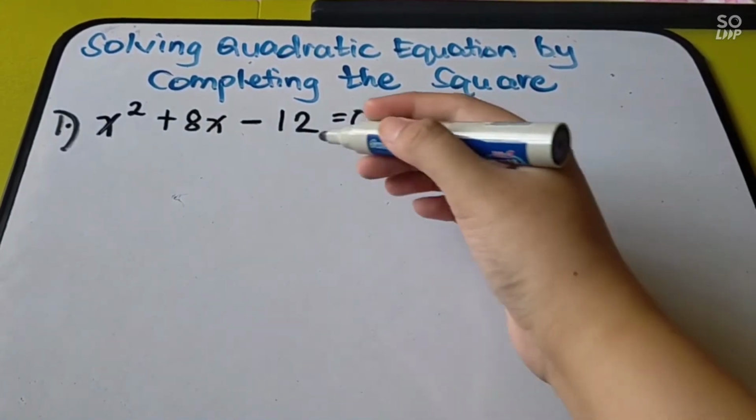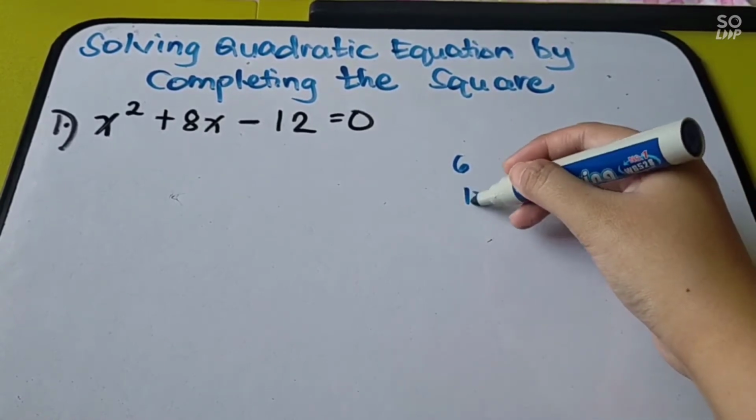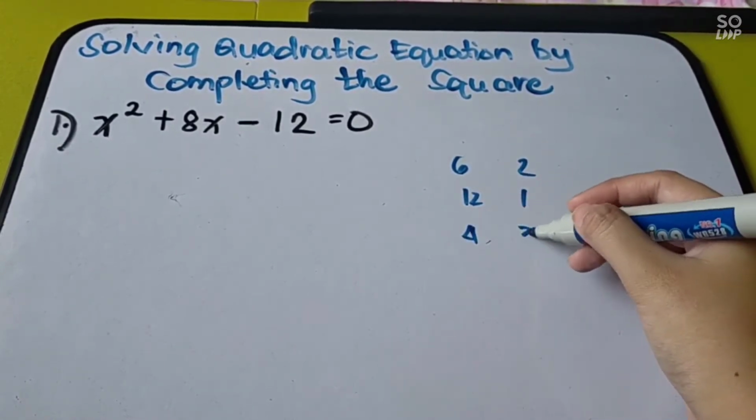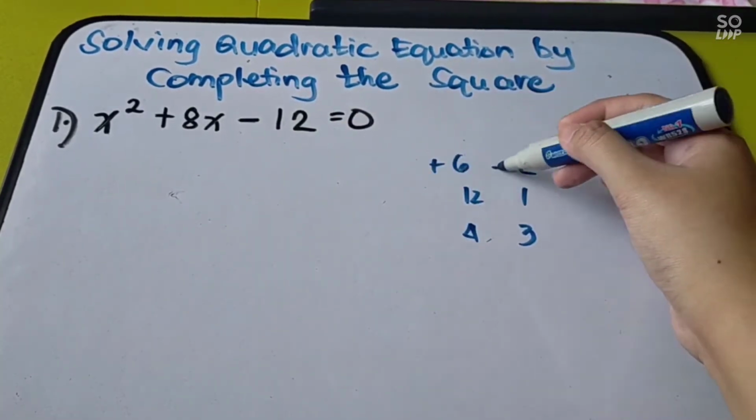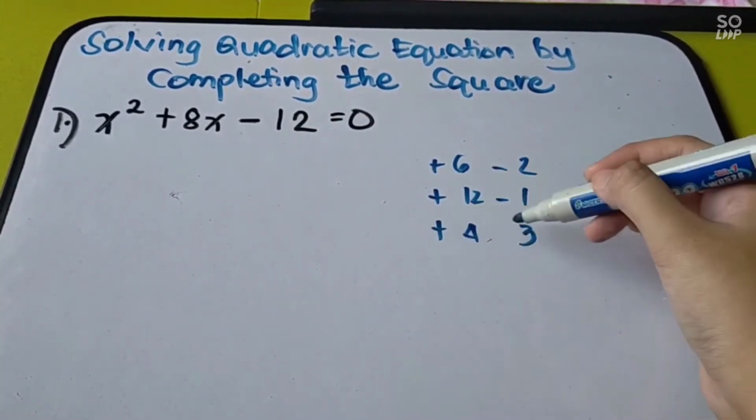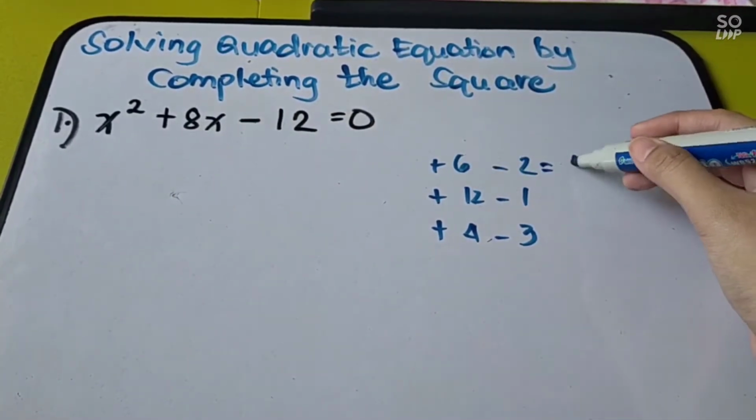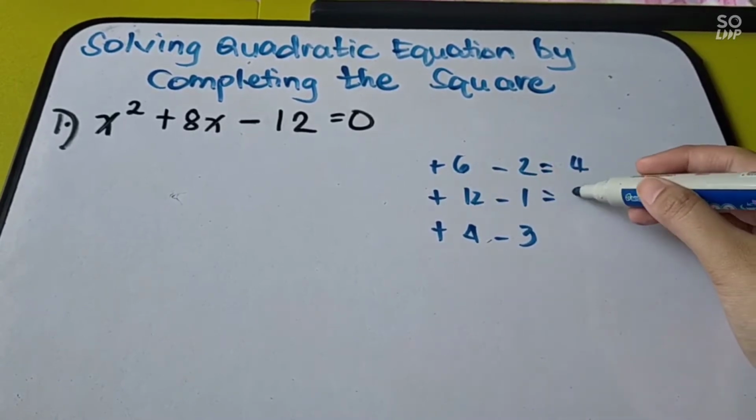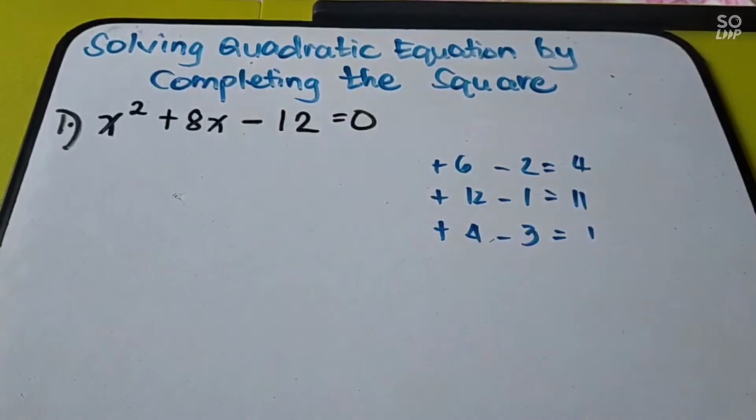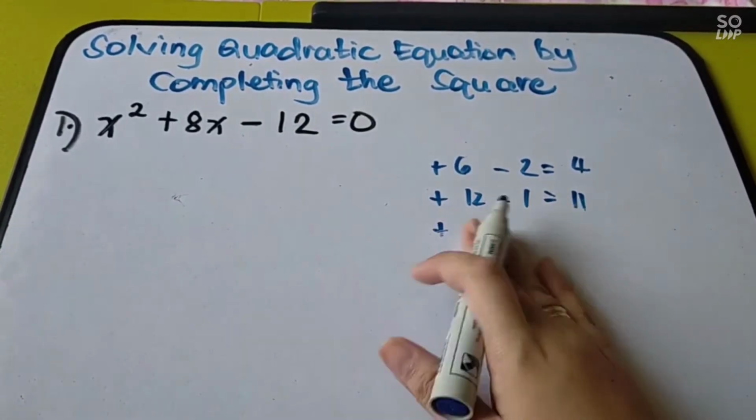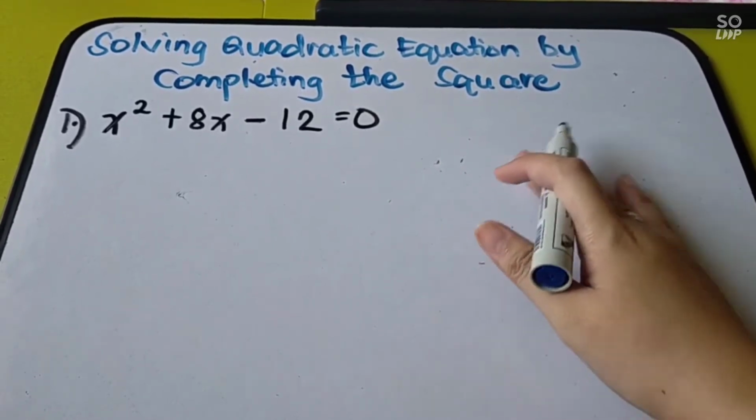Tingnan natin. Ang factors ni 12 ay 6 and 2, 12 and 1, at saka 4 and 3. Since ito ay negative, so dapat isa ay positive, isa ay negative. So, kailangan pag sinubtract natin sila, ang lalabas yung gitna. Pag ito sinubtract mo, 4. Pag ito sinubtract mo ay 11. Pag ito sinubtract mo ay 1. So, walang lumabas na 8. So, therefore, it is not factorable. Okay? Kaya, ang gagamitin talaga natin dito is completing the square.